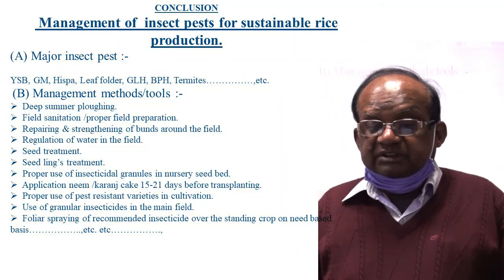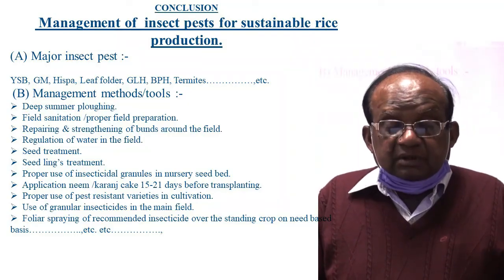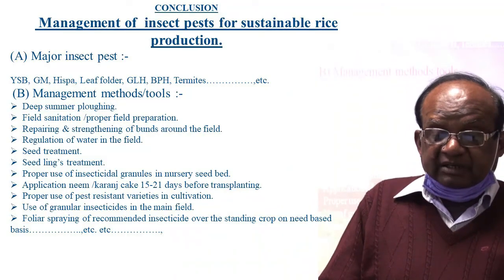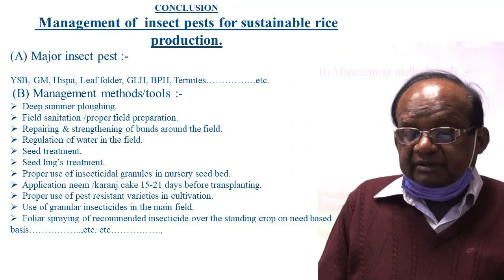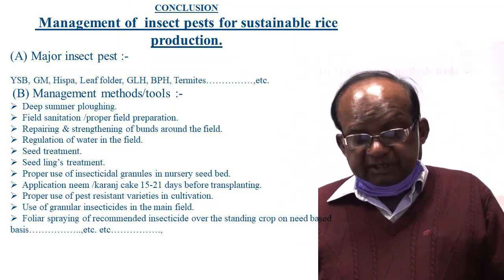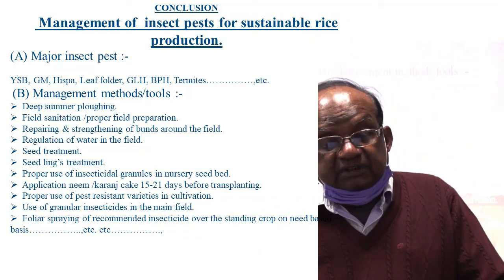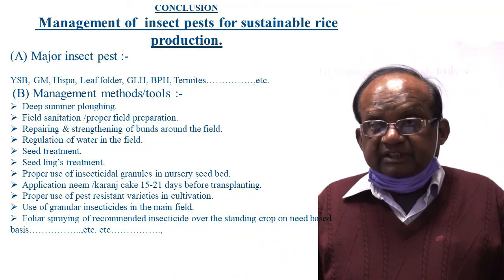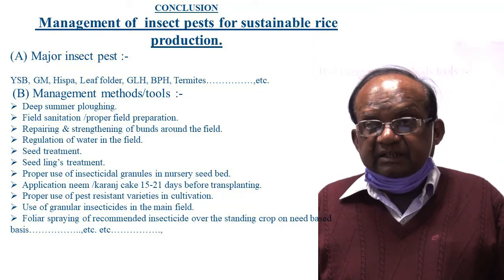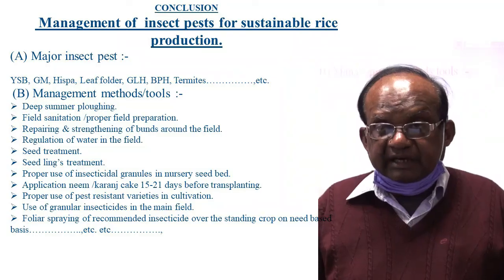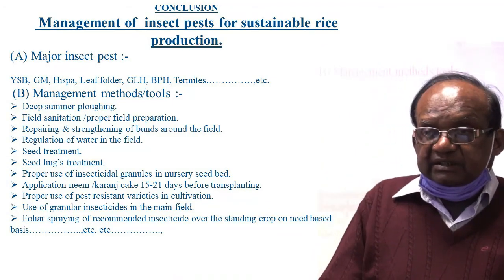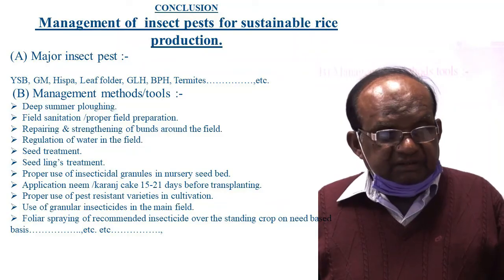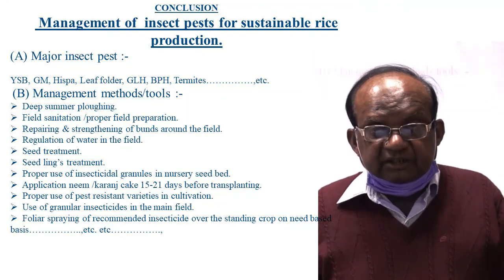So, management of insect pests for sustainable rice production or any crop. Particularly in case of rice, yellow stem borer, leaf folder, green leaf hopper, BPH, termite, etc. are major pests. For management of any pest in field condition, you can apply different cultural methods, mechanical methods, biological methods, chemical methods, and ultimately a blending of more than one method of pest control in a compatible manner, keeping in mind the safety of environment and health. This will constitute application of integrated pest management.